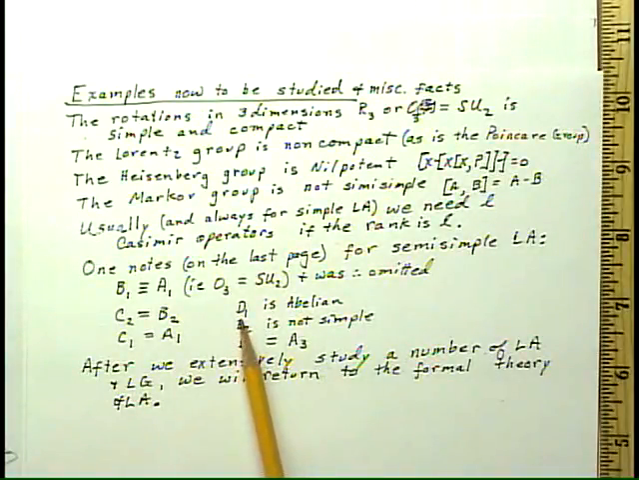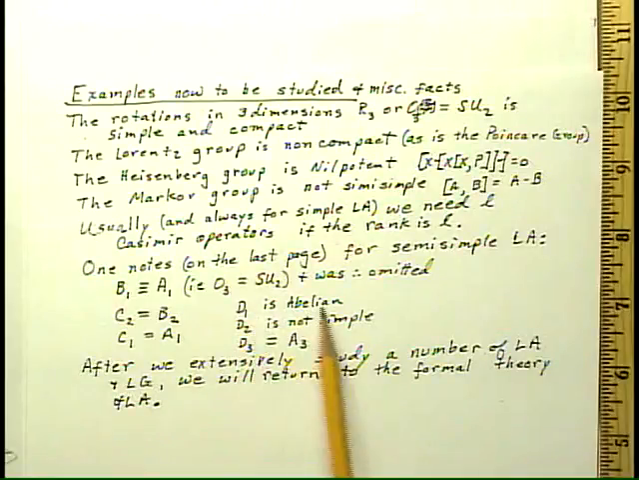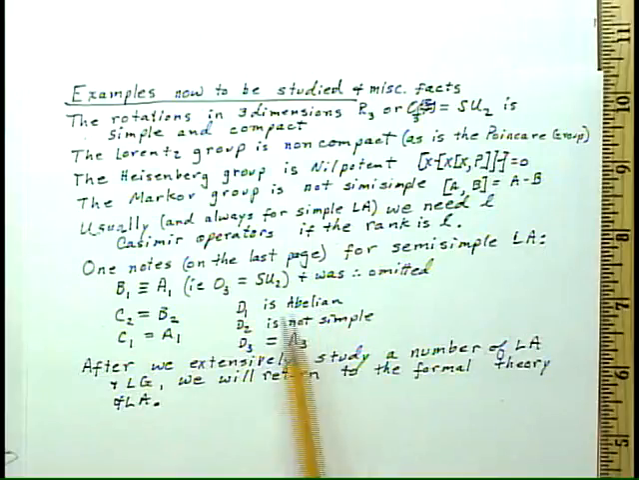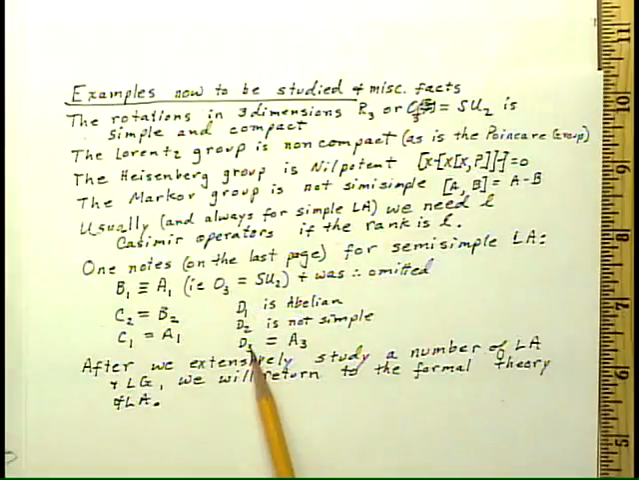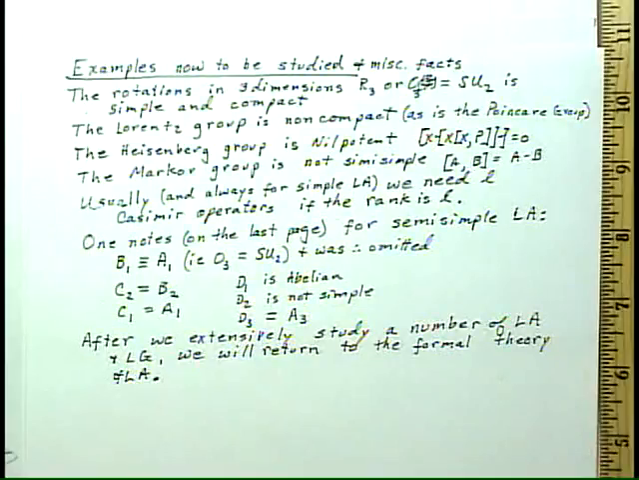Then D begins at 4. D1, it turns out, is abelian. That's the orthogonal group in 2 dimensions. D2 is not simple, and D3 is the same as A3. That's the reason that we do not have D1, D2, and D3, and B1, C1, and C2. After we extensively study a number of these Lorentz algebras and Lorentz groups, we will return to the formal theory of Lie algebras and go through the exhaustive derivation that Lie and Cartan did in their derivation.